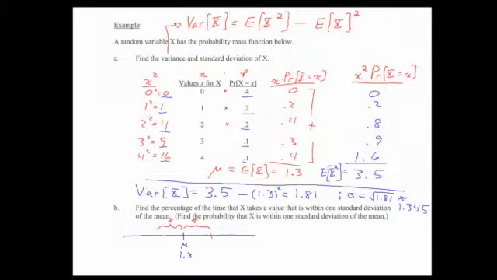Let's see, so this would be 1.3 plus that standard deviation, 1.345, which is 2.645. Over here, this point on the number line would be the mean, and we've scooted to the left 1.345. The mean minus the standard deviation, and we get negative 0.045. Being within one standard deviation of the mean means being within this interval.